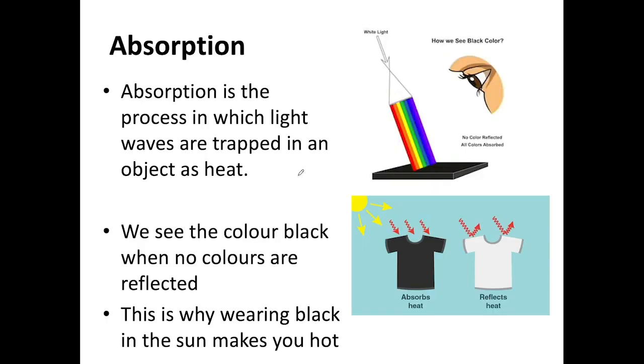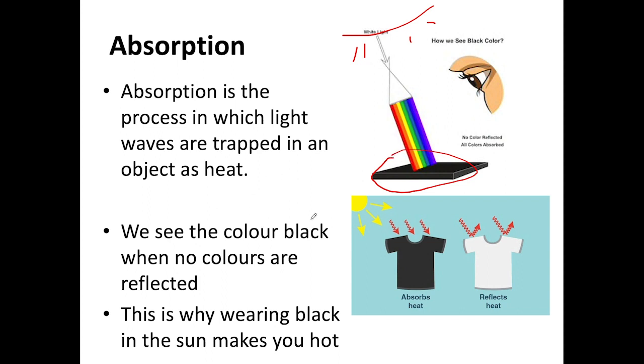Absorption is the process in which light waves are trapped in an object as heat. So when light comes in from a light source, like the sun, it's coming in as white light. We know that white light is actually composed of all of these different color wavelengths, even if we can't see it. And what happens when it interacts with a surface that we see as black is all of these colors are being absorbed. So they're not bouncing back off into your eyes, and you're going to see this as black.